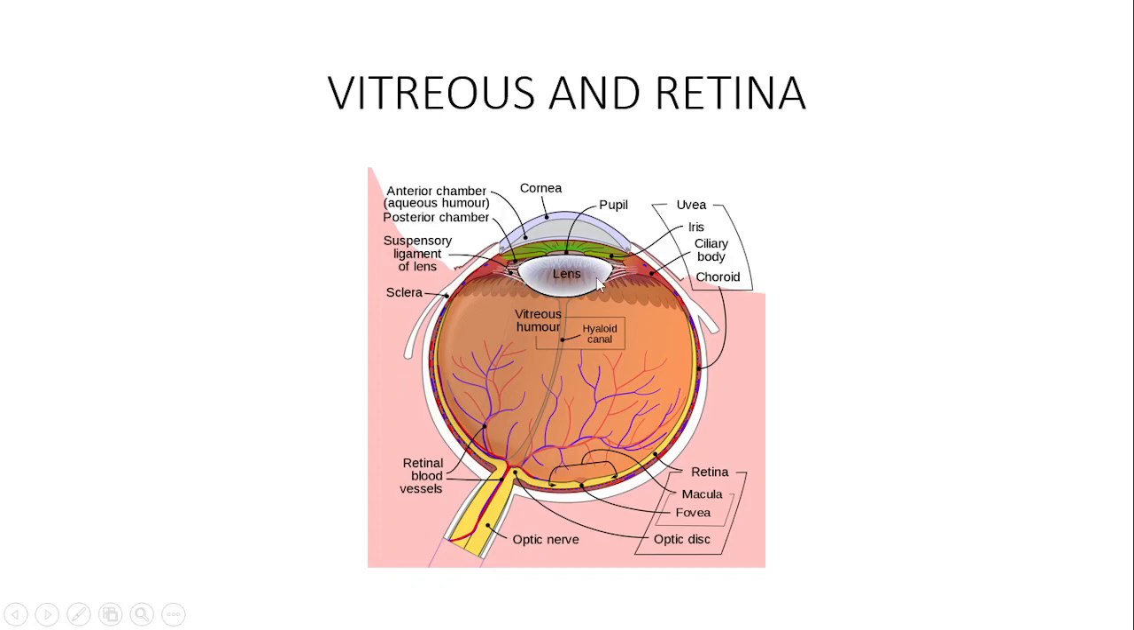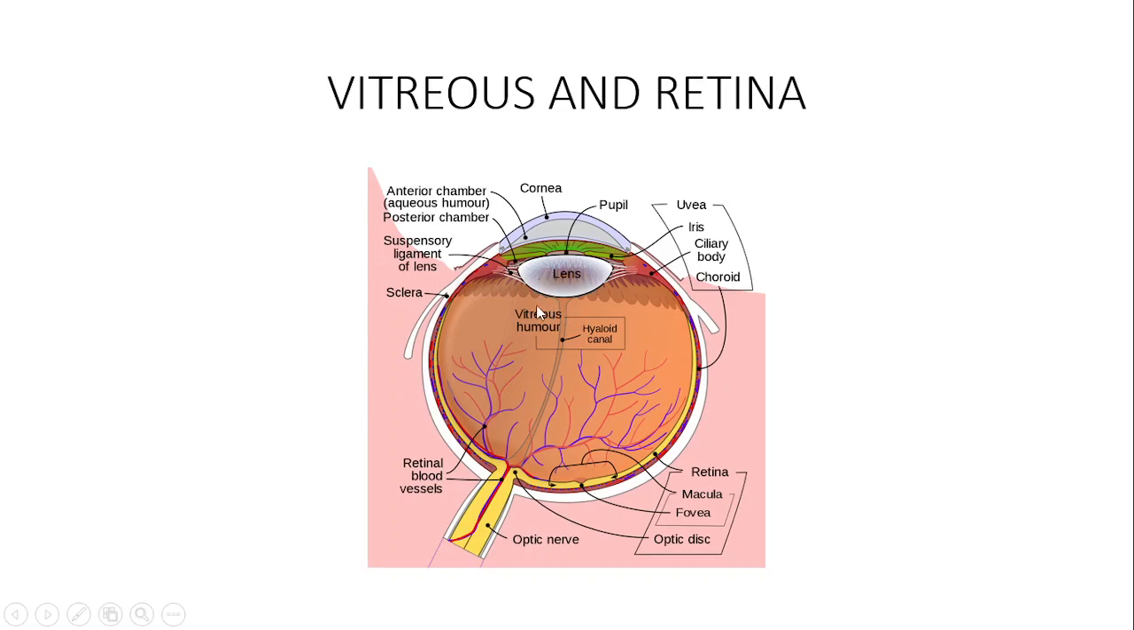Never call the zonules of Zinn ligaments. Remember, ligaments are quite huge. They might be found joining two major bones. So don't call it ligaments, and don't call it suspensory ligaments. Remember that that's the crystalline lens here for you.